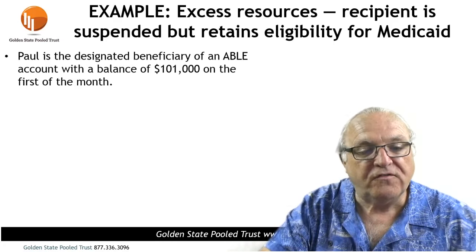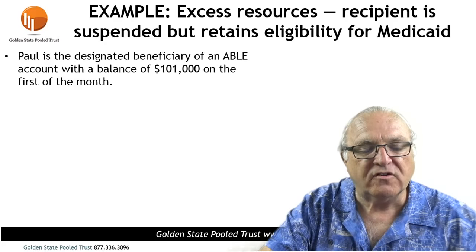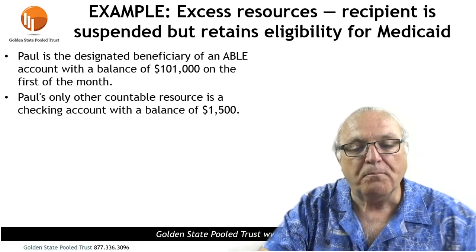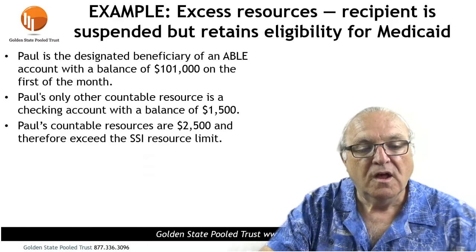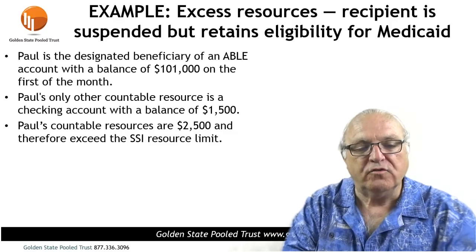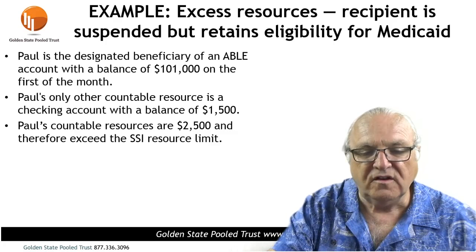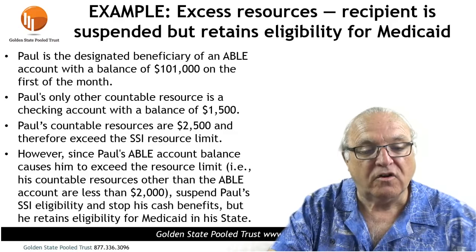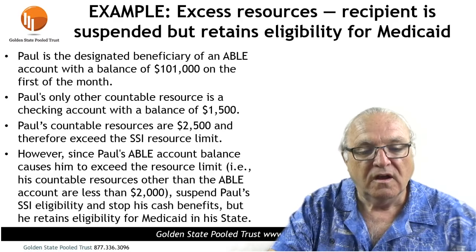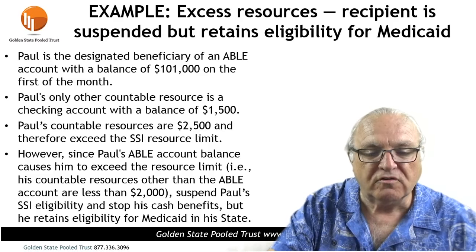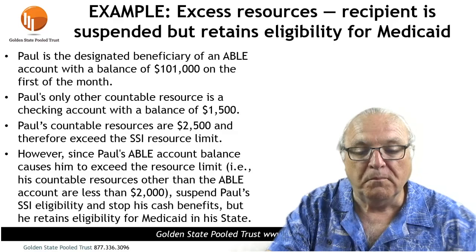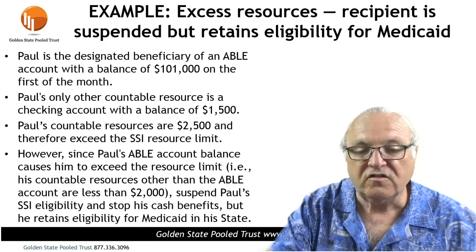Paul is the designated beneficiary of an ABLE account with a balance of $101,000 on the first of the month. Paul's only other countable resource is a checking account with a balance of $1,500. Paul's countable resources are $102,500 and therefore exceed the SSI resource limit. However, since Paul's ABLE account balance causes him to exceed the $2,000 resource limit, SSA will suspend Paul's SSI eligibility and stop his cash benefit, but he remains eligible for Medi-Cal or Medicaid in his state.